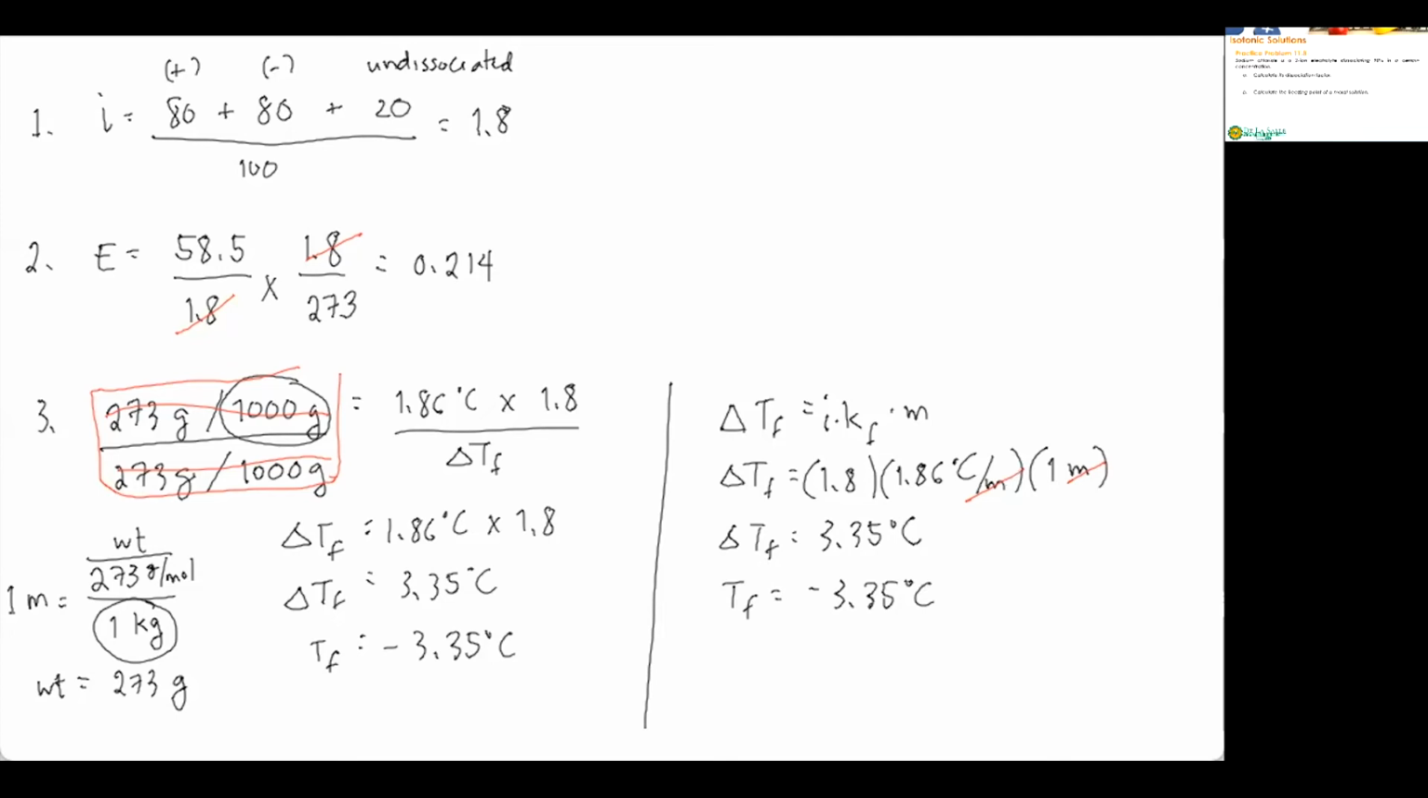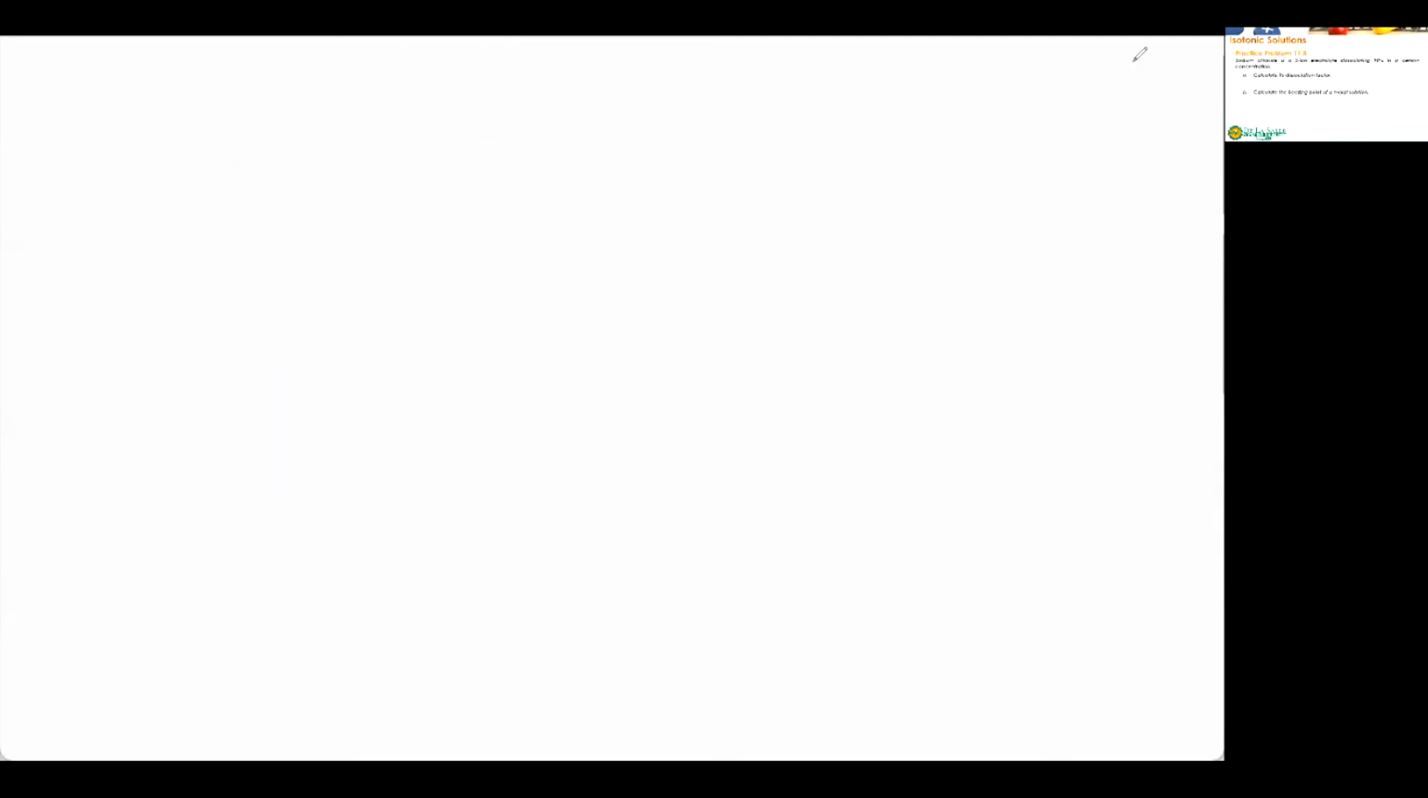Now let's try to solve this problem, which is very much similar to the previous problem. Sodium chloride is a two-ion electrolyte dissociating 90% in a certain concentration. Calculate its dissociation factor and calculate the freezing point of a molal solution. Now, take note that the degree of dissociation of sodium chloride is 90%. So at the end of the dissolution, there will be 90 particles of sodium ion, 90 particles of chloride ion, and 10 particles of the undissociated sodium chloride, divided by the original number of particles of the salt, and this will result in an I value of 1.9.